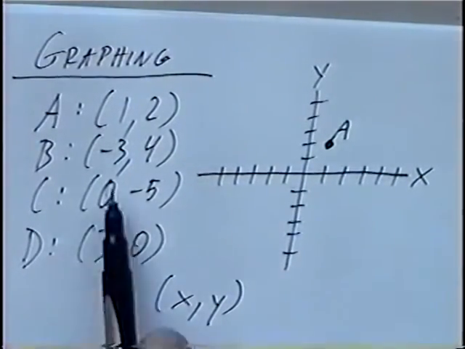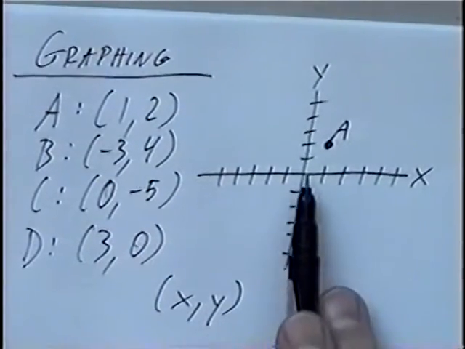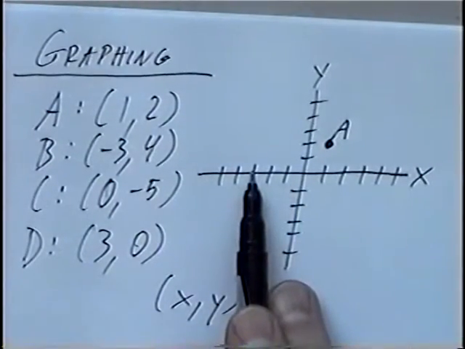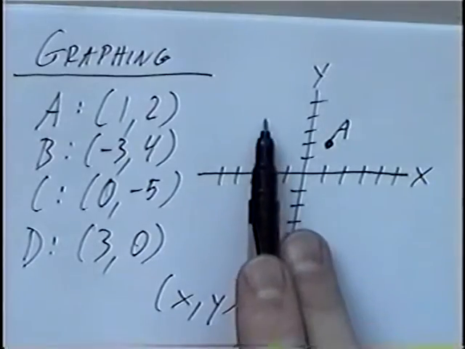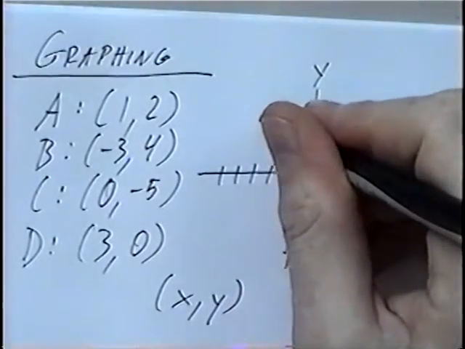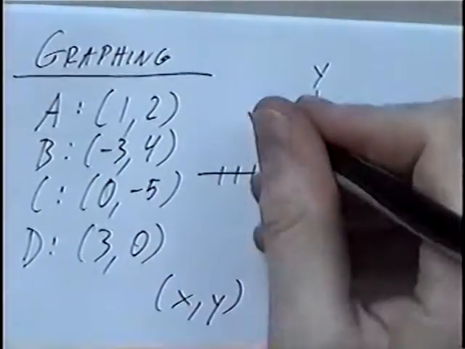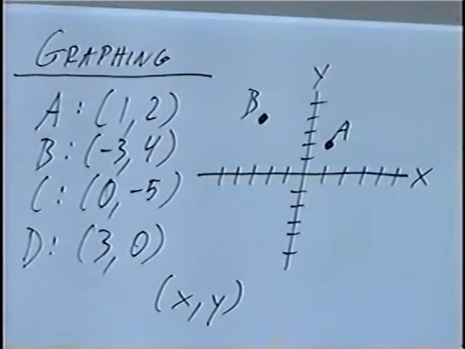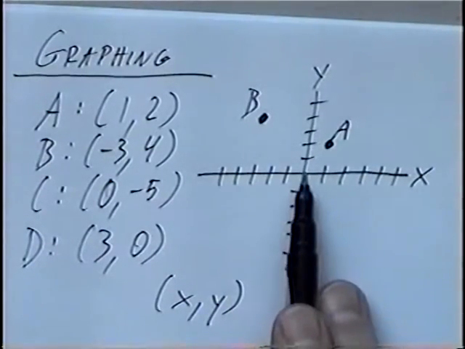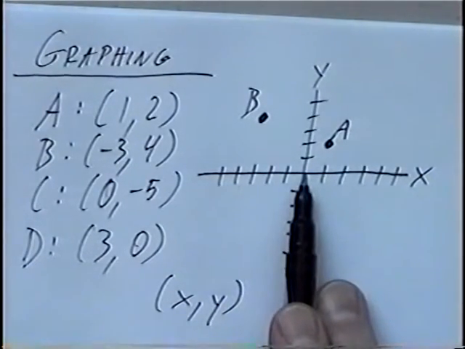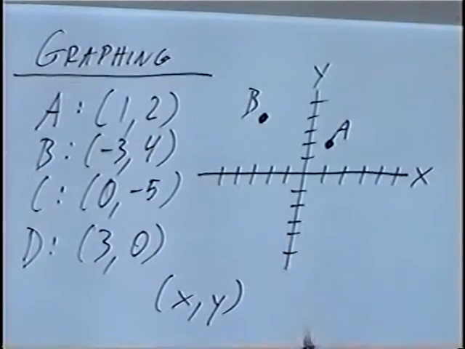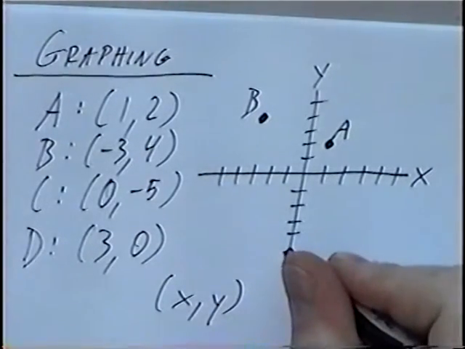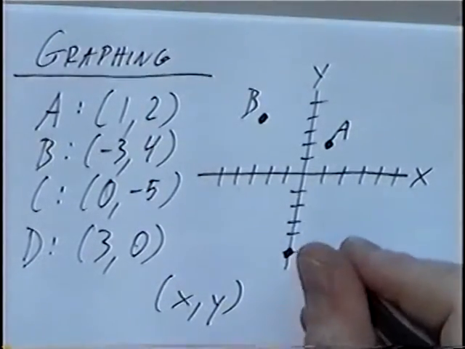Second point, (-3, 4). -3 goes in the left direction for x, and +4 would go 4 spots up. And we can label that point B. The third point, (0, -5). If x is 0, it stays in the middle, and -5 means we'll go 5 spots down. And we can label that point C.